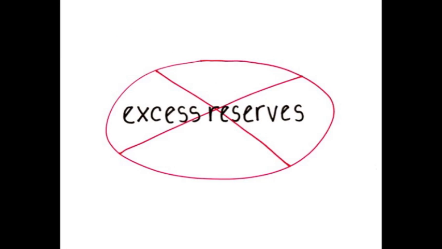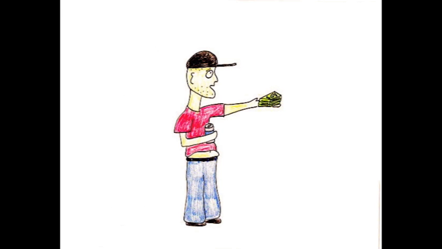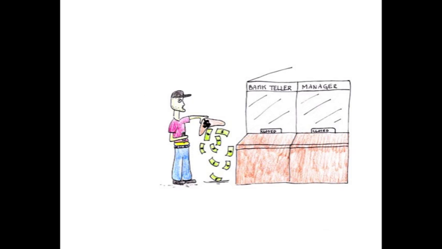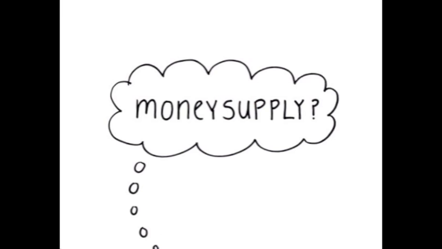Let's say that Bank A does not keep any excess reserves. They decide to loan out Jane's excess $900 to Fred. Fred takes this $900 and deposits it into Bank B. Bank B's liabilities increase by $900, and assets, reserve requirements, increase by $90, and excess reserves increase by $810. Now stop. Let's assess the changes that have been made to the money supply.